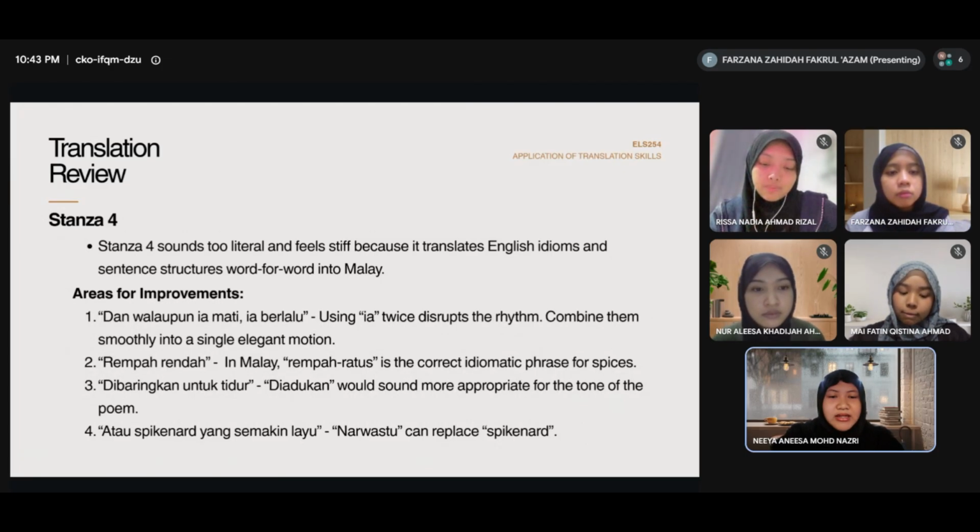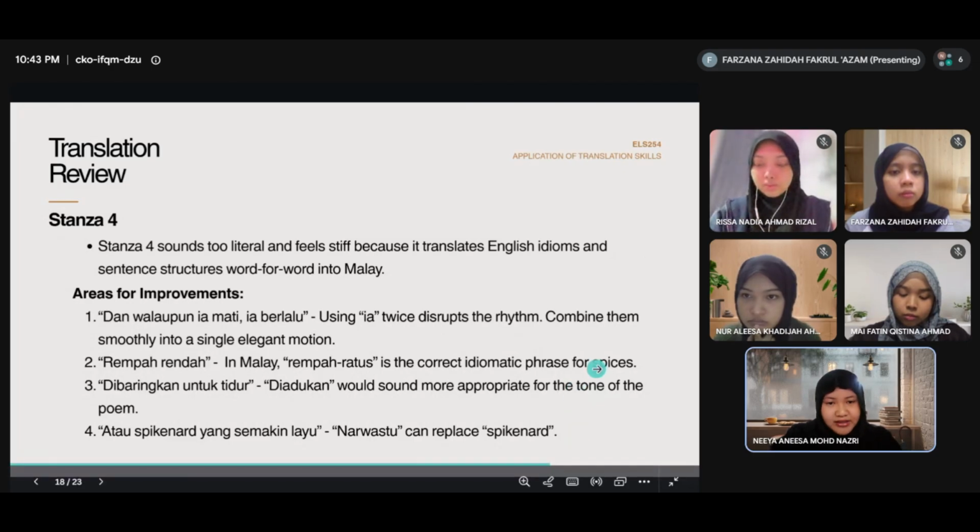Lastly, the word spikenard may feel unfamiliar to Malay readers, and fortunately, there is an equivalent to spikenard. So instead of using spikenard, you can use narwastu, which is the Malay equivalent that would improve the readability while retaining the original reference of the poem. Next.